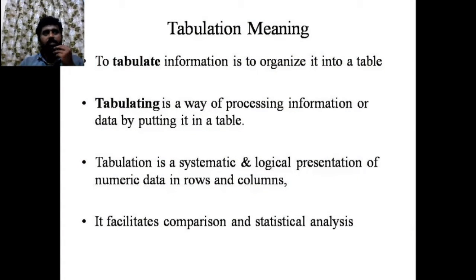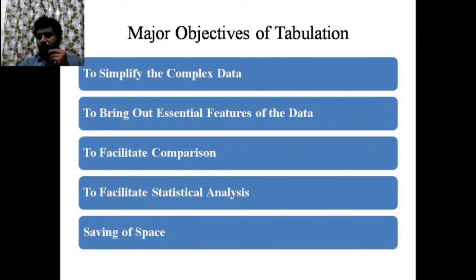Tabulation means we are going to organize the data into rows and columns, which is made up of a table. So, it is a systematic and logical presentation of numeric data in rows and columns. It is known as tabulation. So, what are the main objectives of tabulation? It is to simplify the complex data.